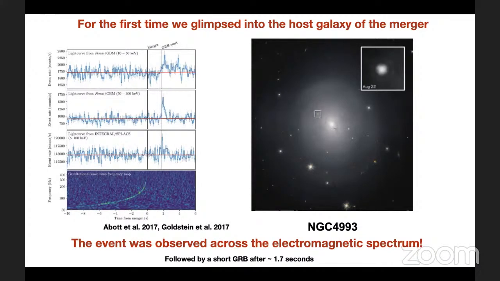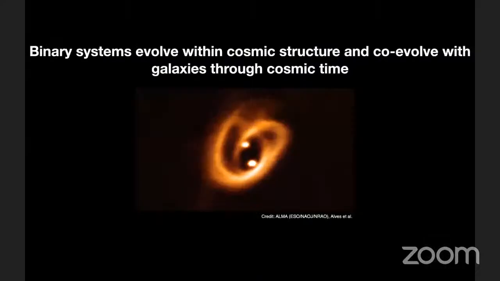So this particular event was found in this galaxy called NGC 4993, which is shown here on the right. The event has been highlighted by this square region, and we found the electromagnetic counterpart, the kilonova, to be happening somewhere offset from the center of the galaxy, in one of these caustic-like streams of this galaxy. The gravitational wave signal was followed by a short GRB, about 1.7 seconds after we measured the signal in LIGO. So this was actually the first time we associated a short GRB with a compact object merger and a gravitational wave signal.